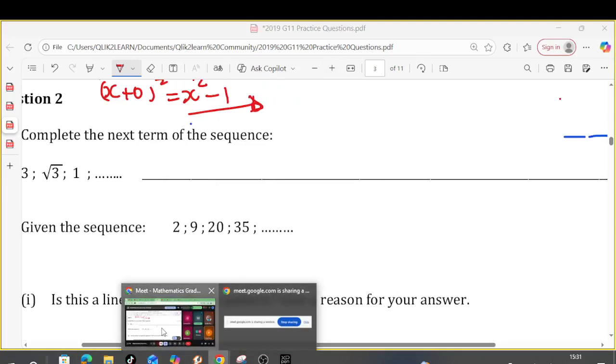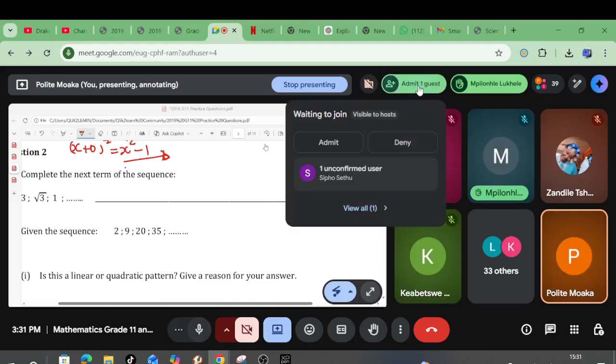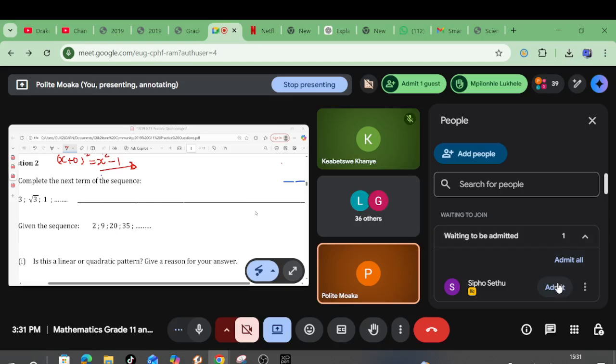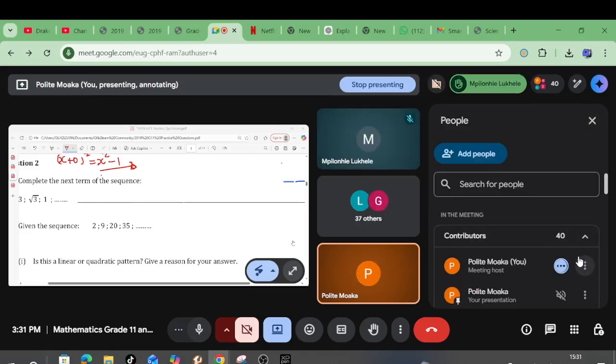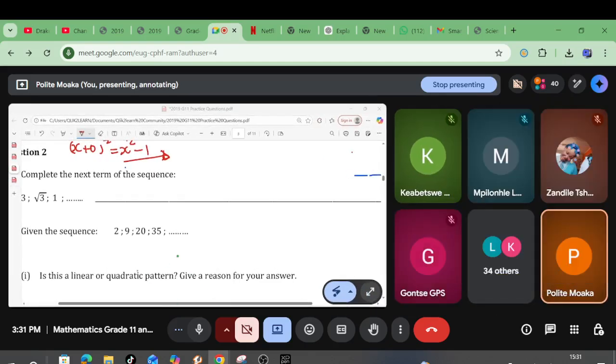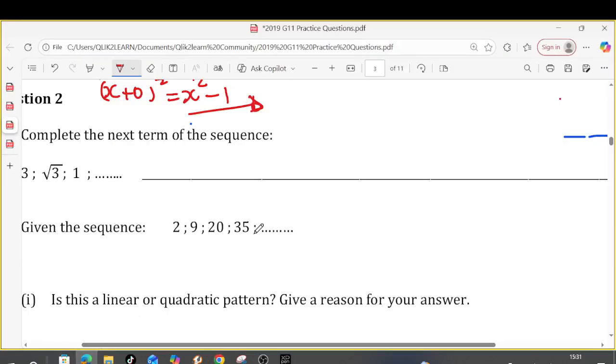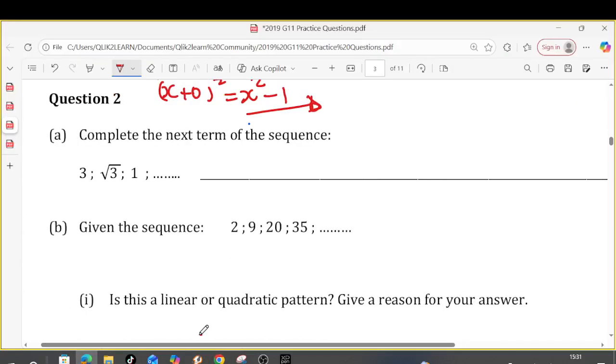Let's see, there's someone requesting to join. Sipose 2, we have Sipose 2. Okay, look at this question. Look at what you have here. They want us to complete the next term of the sequence.